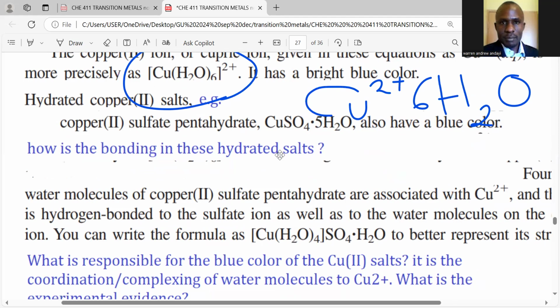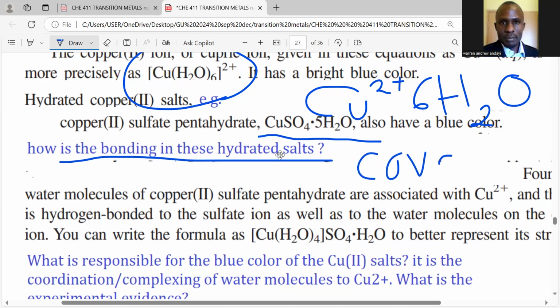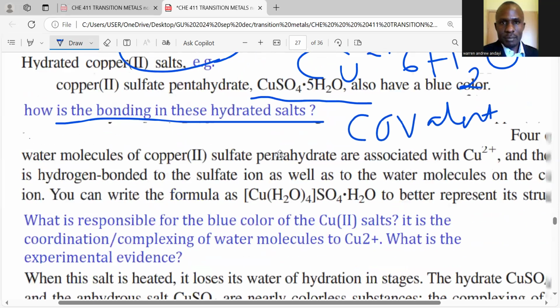And it takes us to something you already know from Form 1. Hydrated copper 2 sulfate. It's blue in color. When you heat it, what happens? Water is lost and it becomes white. Now, what is the bonding in these hydrates? Ordinarily, the bonding here is covalent, or what we call coordinate bonds. So the water molecules of copper 2 sulfate pentahydrate are associated with copper 2 plus.